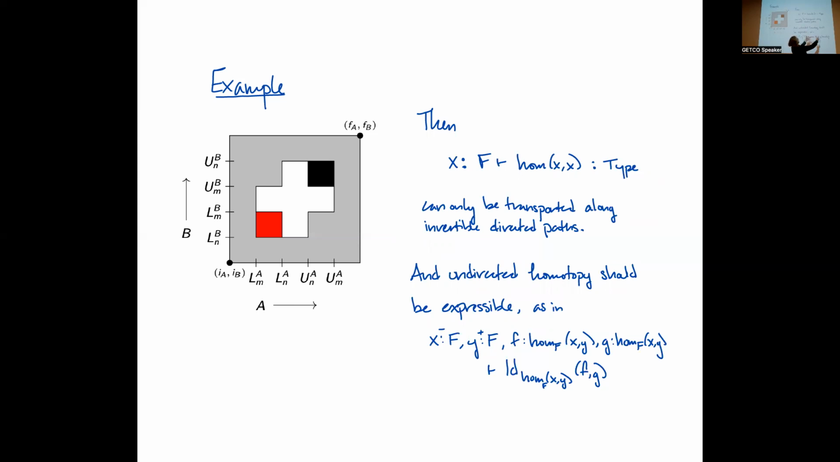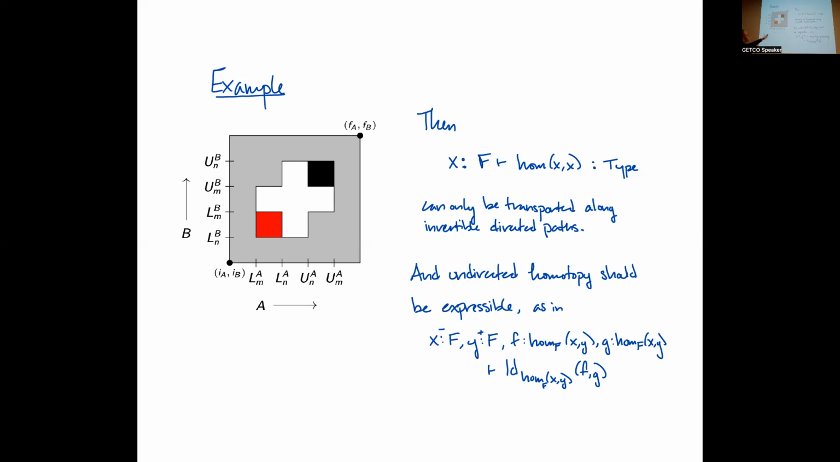But of course, we can't really do that because we have both these X's. They're sometimes locking this type in. And so it can only be transported along invertible directed paths, of course. Okay, so we have another notion of the sense in which we want to be able to transport things, just along invertible directed paths.